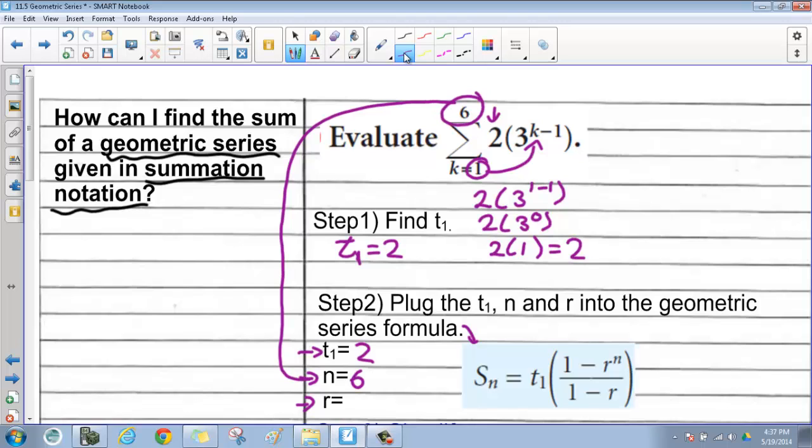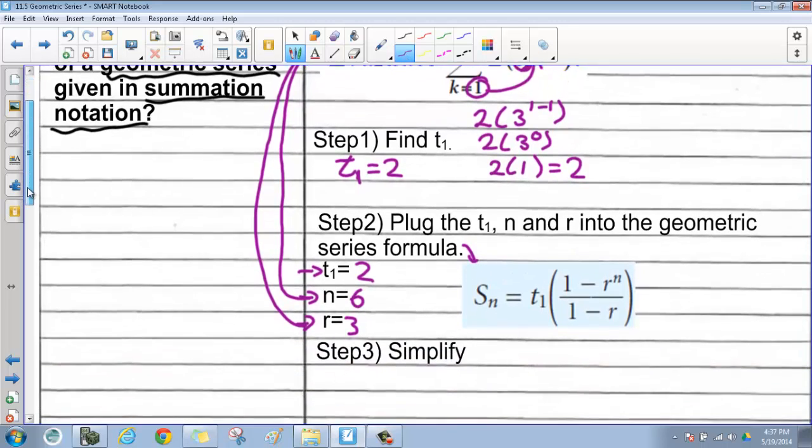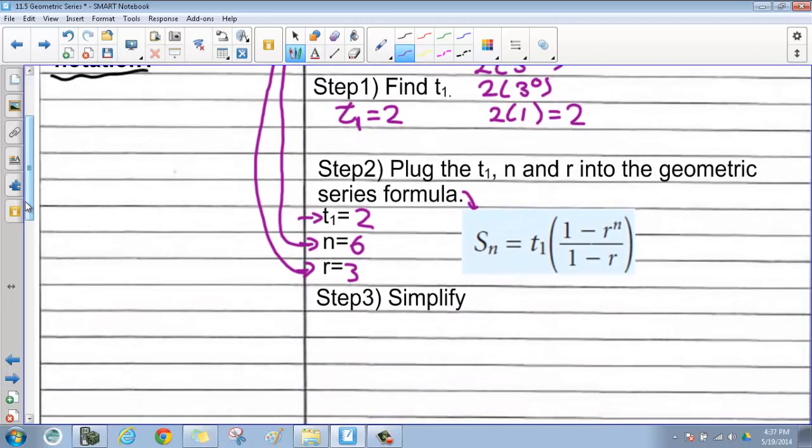And our r also is kind of cleverly hidden. R is this 3 right here. That is our common ratio. Let me just put that right there. So they kind of just give it to you right there. You just got to know where to look, right? I would say so. So now that we have these things, we're going to plug them into our nice formula here, our geometric series formula.